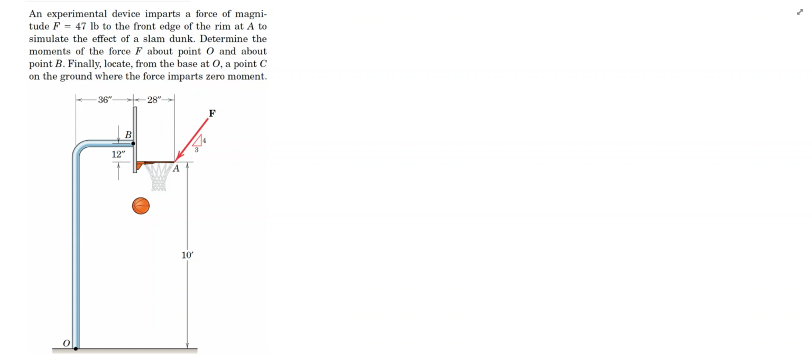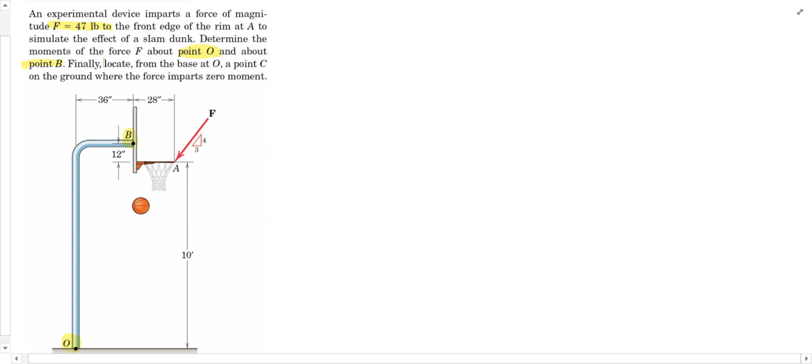For this problem, we have an experimental device that imparts a force of magnitude 47 pounds to the front edge of the rim here at A. To simulate the effect of a slam dunk, we want to determine the moments of this force about point O, down here at the base of the basketball goal, where the post attaches to the ground, and then about point B, which is at the attachment point for the backboard and the support post.